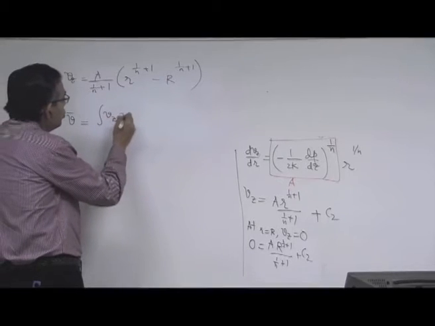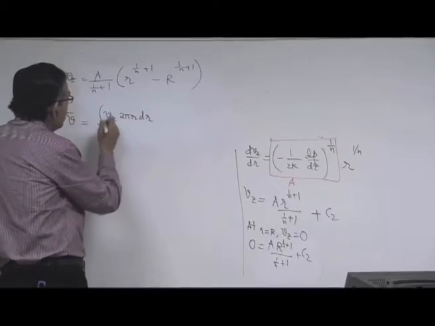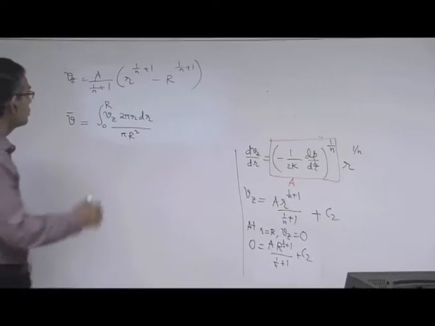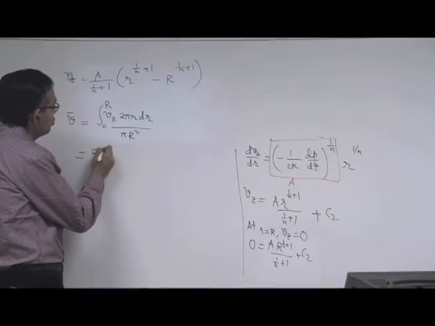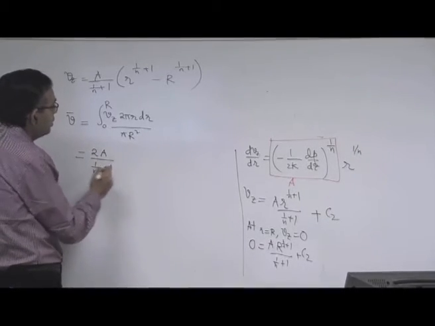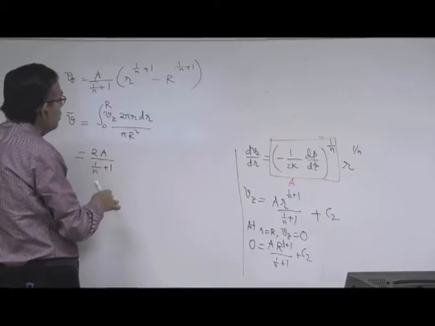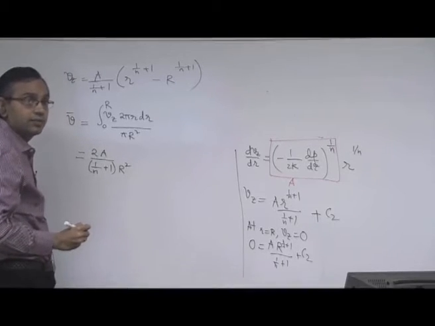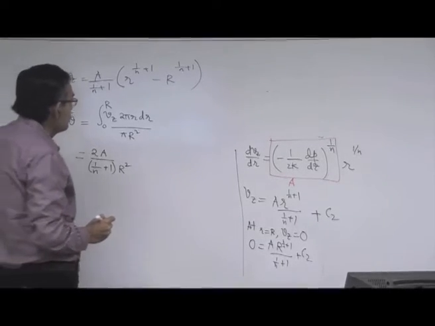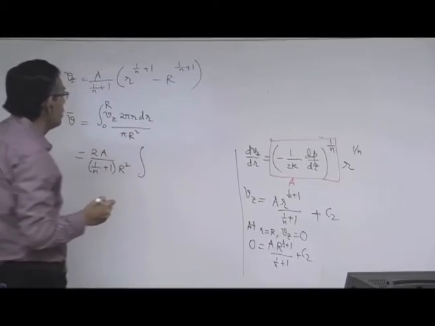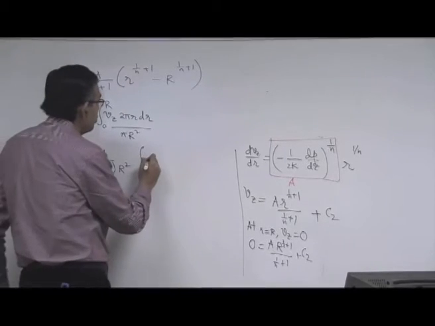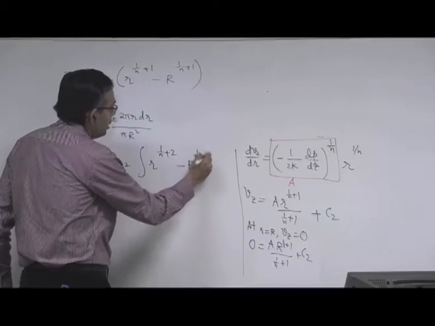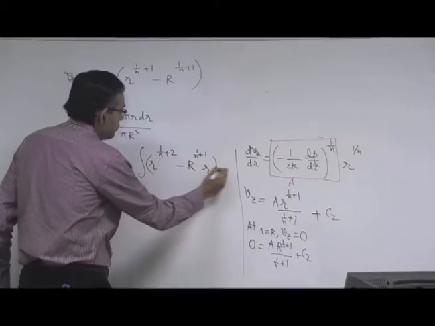integral Vz into 2 pi r dr divided by pi r square, flow rate by the cross sectional area. So, that is 2a by 1 by n plus 1, right, 2a by 1 by n plus 1 into r square, integral of this into r dr, right. So, r to the power 1 by n plus 2 minus capital R to the power 1 by n plus 1 into r dr.